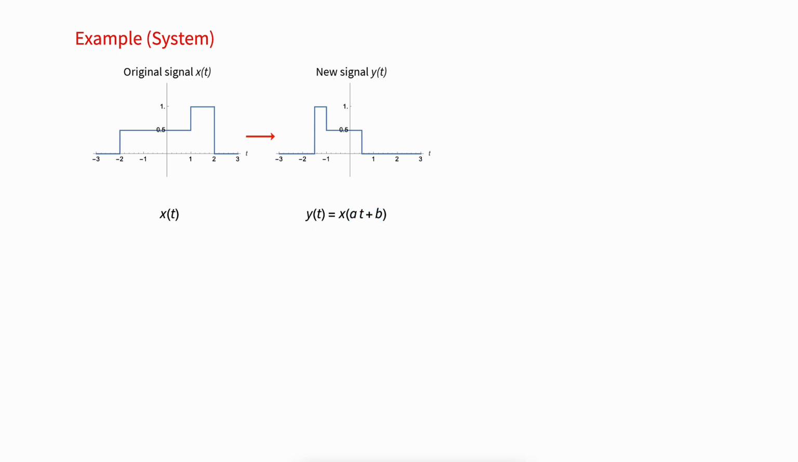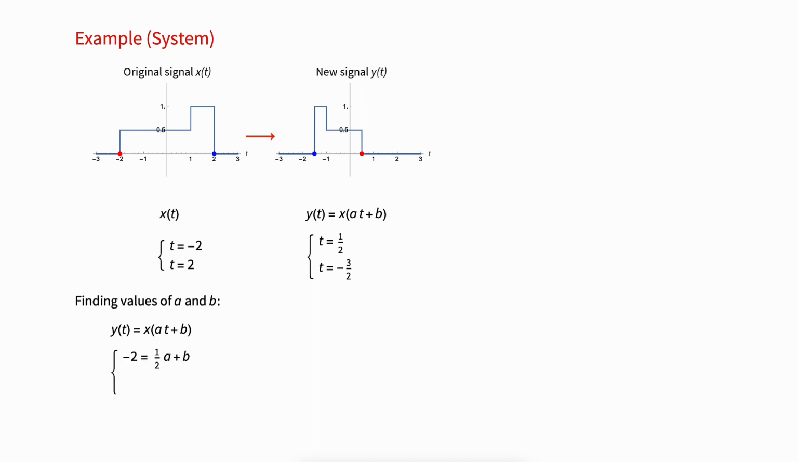To find the values of a and b, looking closely at the two signals, and if you compare the red dots in the original signal and the new signal, and compare the blue dots, you can see that the red dot at t equal to -2 corresponds to the red dot at t equal to 1/2 in the new signal. And t equal to 2 in the old signal corresponds to t equal to -3/2 in the new signal. Therefore, with this transformation, matching the red points, we get one equation as indicated here, and the transformation of the blue point gives the second equation.